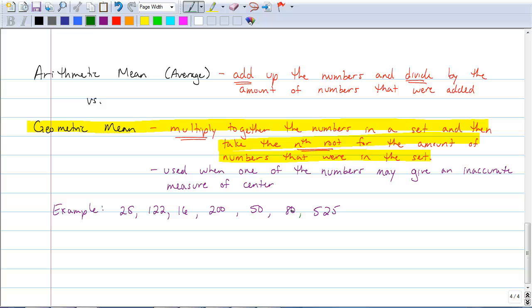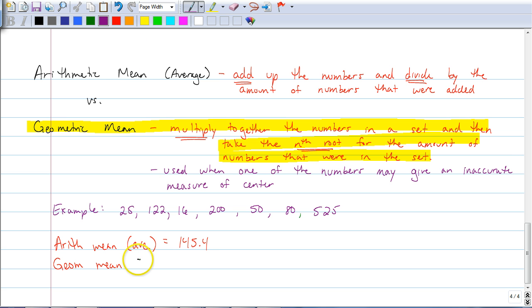Now, I'm going to give you this one. If you were to add up all these numbers, the arithmetic mean, or the average, for this set would be 145.4. Now, if you notice, that's not a very good measure of center, because I have two numbers that are more than 145.4, and I have 1, 2, 3, 4, 5 numbers that are less than that. So it's a really inaccurate, skewed measure of center there. So we want a better measure of center, so we're going to find the geometric mean.